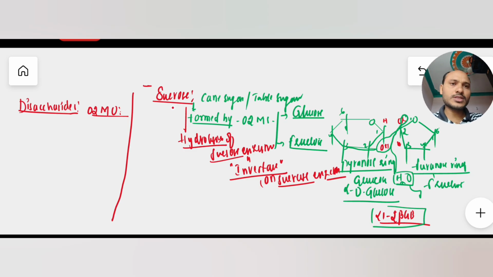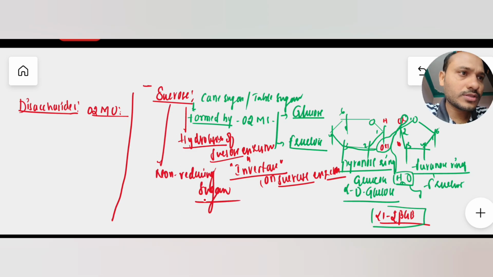So just now we discussed sucrose is a non-reducing sugar. It is a non-reducing sugar. Why? Because in it no free aldehyde group or ketone group is available. So here no free aldehyde or ketone group is available.